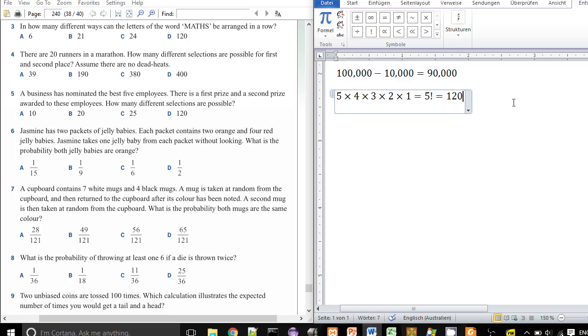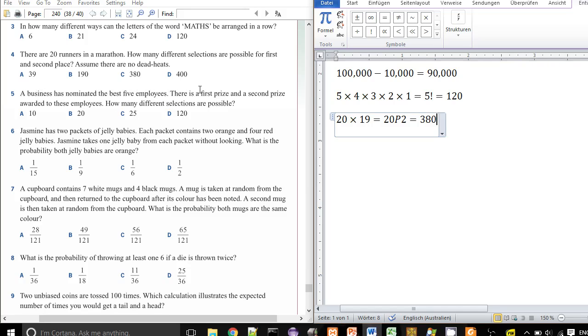For first and second, okay, no dead heats. So this is easy. There's 20 people that could come first, and then once you pick them for the number 1 spot, there's 19 choices. This is the same as on your calculator, 20P2. P is for when you choose 2 people, but this has an order. So I think that's 380. Okay, so C.